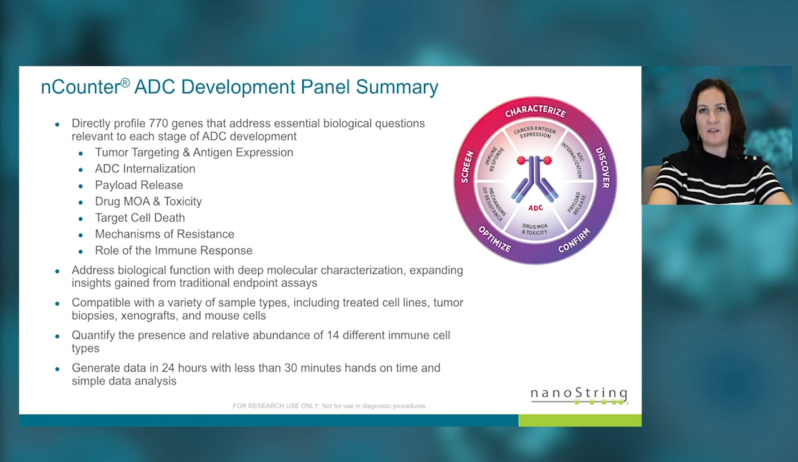We also provide an option that enables you to quantify the relative abundance of 14 different immune cell types in a method that we published previously and use across a number of different panels in our portfolio. And finally, this comes with all the benefits of the nCounter system, which includes a simple sample to answer in 24 hours with just as little as 30 minutes of hands-on time.